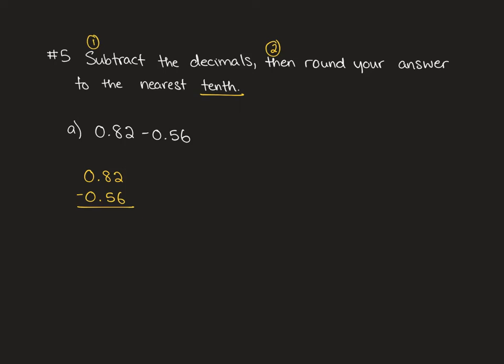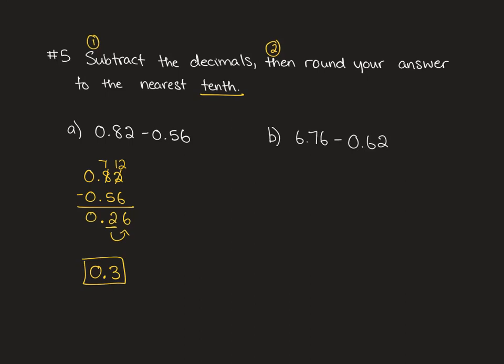Now I can't take 6 away from 2, so I need to borrow from the 8. So that becomes 7 and 12. 12 minus 6 is 6. 7 minus 5 is 2. Bring down the decimal. 0 minus 0 is 0. We're not done. We need to round to the nearest tenth. So 2 is in the tenths place. The 6 tells us to round up. So our answer is 0.3.